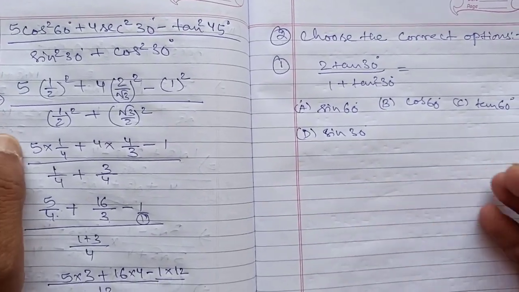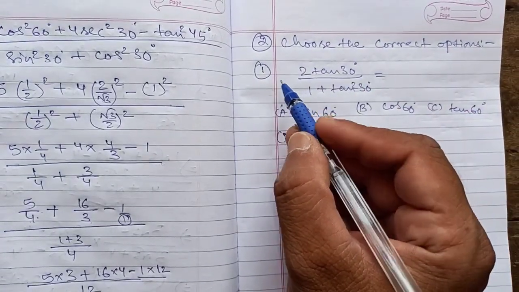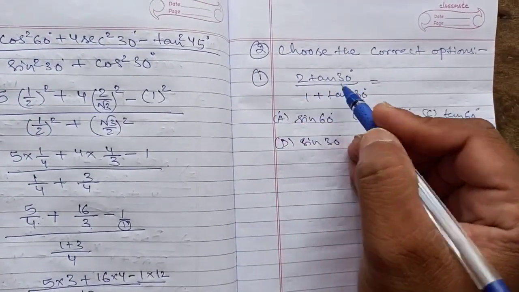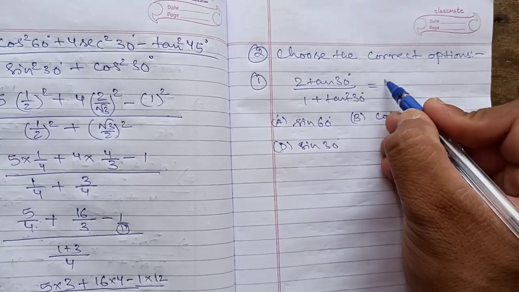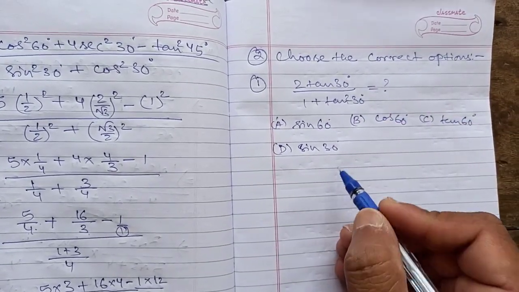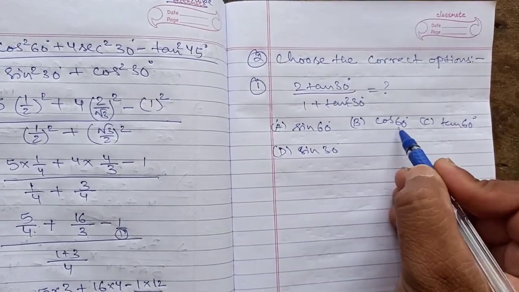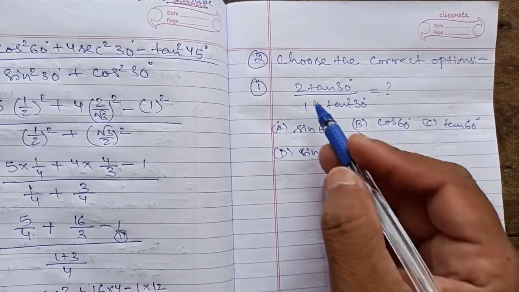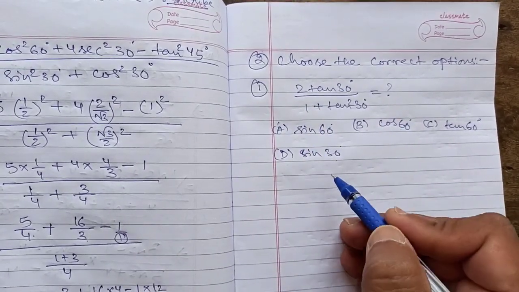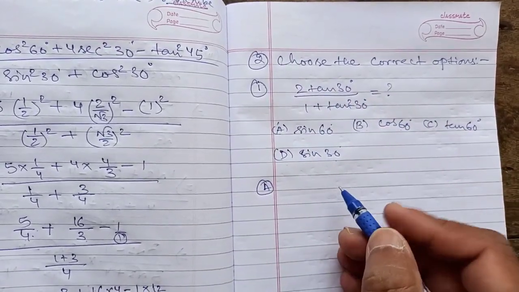Now question number 2. In question number 2 it is asked to choose the correct options. This is the first bit. The question is: 2 tan 30 degree whole divided by 1 plus tan square 30 degree. We have to find out its correct answer. There are 4 options: A sin 60, B cos 60, C tan 60, D sin 30. Without solving we won't be able to tell the correct value, so we will solve the question first, then we will find out the correct option.